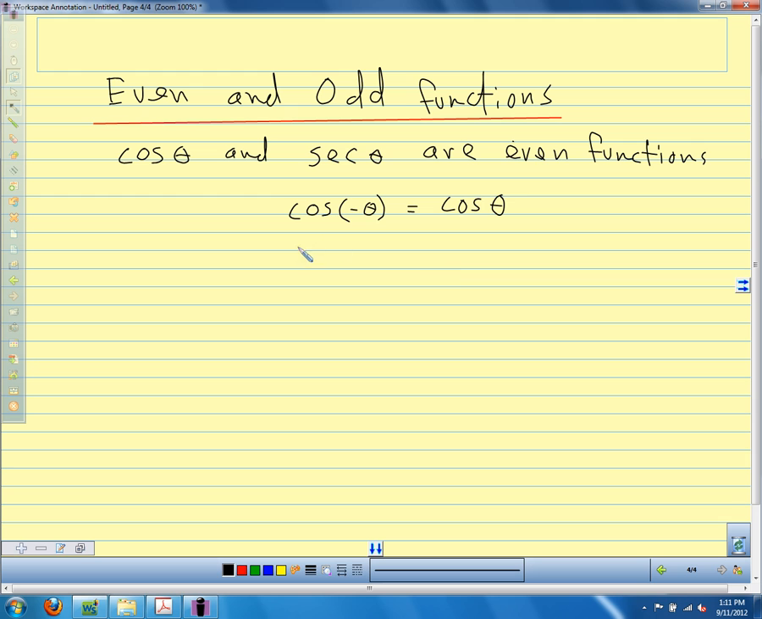And it's the same for the secant. Secant of negative theta equals the secant of the positive angle. So if we have some negative angle in here, we can say it's the same as the positive angle. The other trig functions are odd.